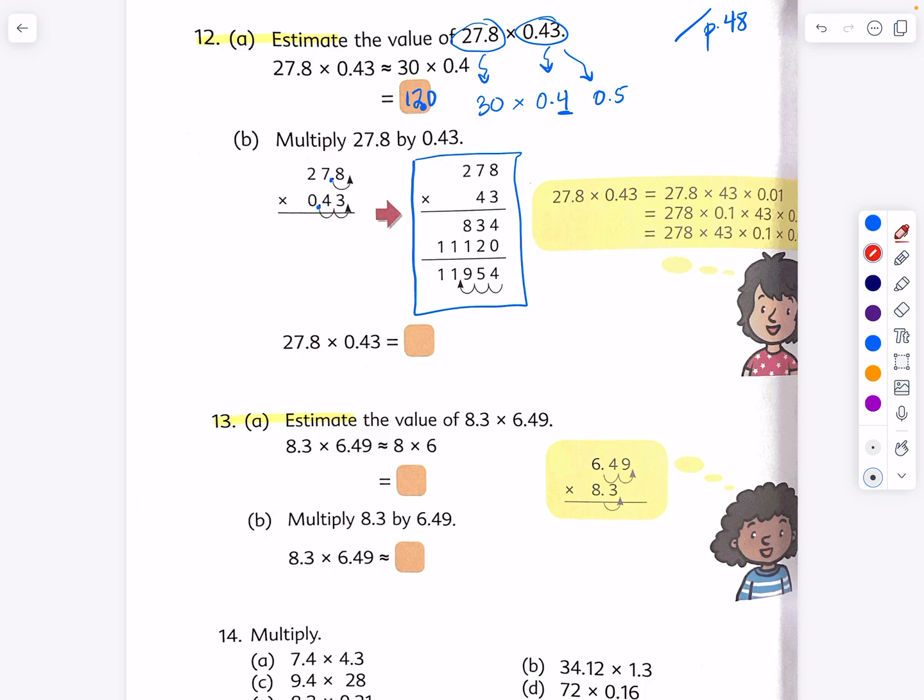Step 2, let's add up the decimal places. We have one decimal place in the first factor. We have two decimal places in the second factor, and therefore the final answer will have 1, 2, 3 decimal places. The correct answer to this problem is 11.954 thousandths, which is, notice how close it is to our original estimate of 12. Right? So estimation is a very powerful technique.